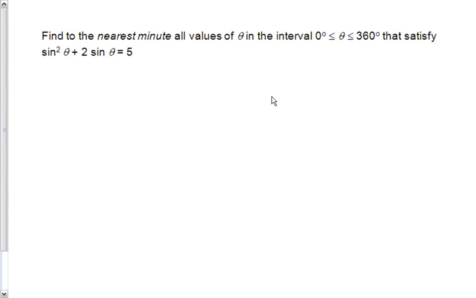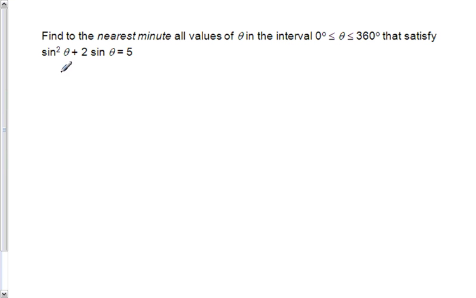Next one on our list. Find, to the nearest minute, all values of theta between 0 and 360 that satisfy the equation sine squared theta plus 2 sine of theta equals 5. I see "nearest minute." Whenever I see that, odds are it is not going to be something nice. So let's see what we can do with this.